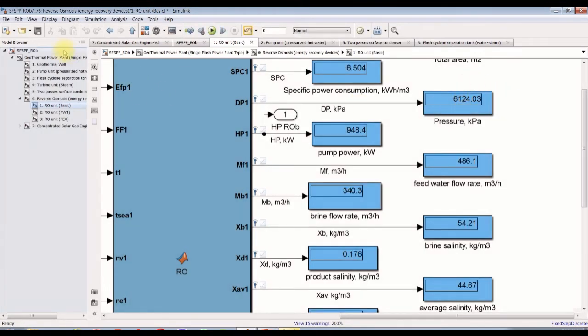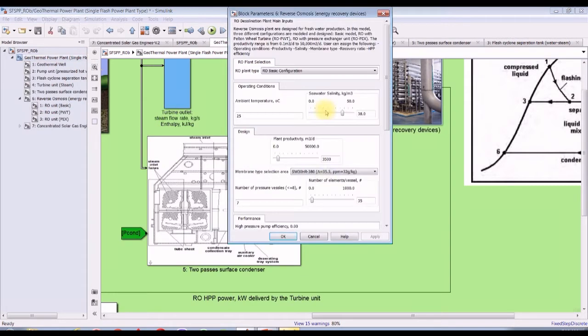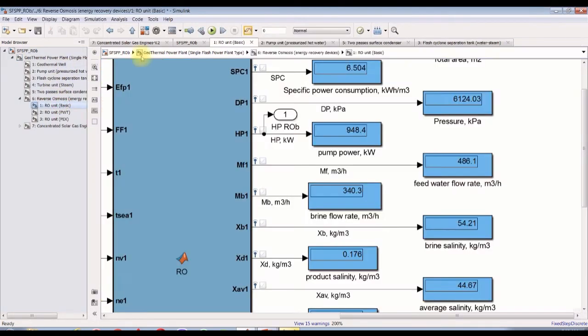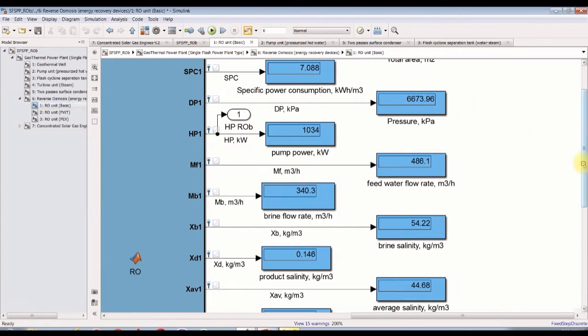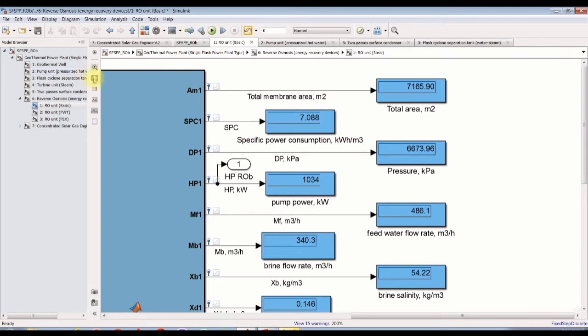Okay, 61. Let's go back. It's just trial and error. I'm going for 29 elements. Let's see. Okay, 66 bar. It's 1 megawatt. Specific power consumption is relatively high, but it can work.